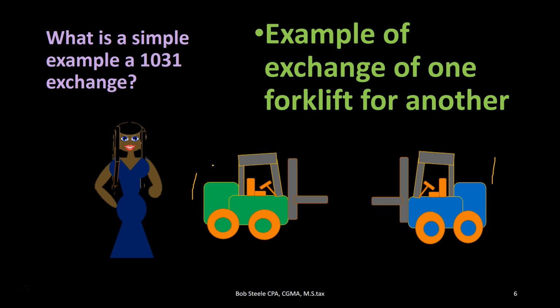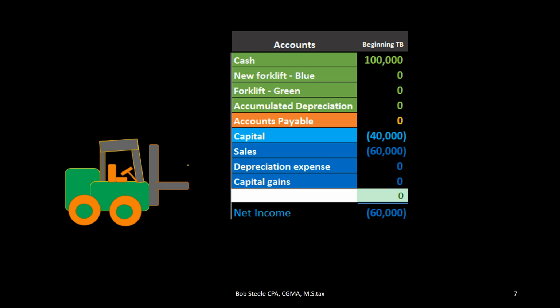So let's take a look at that example of how that would happen, in terms of first telling the story about the green forklift, the one that we're going to exchange for the blue forklift at a later time. How did the green forklift get on the books? What's going to be its book value before we come to this point where we exchange it for the blue one? For this, we're going to take a look at some transactions. If you're not familiar with debits and credits, that's okay. The story should still make sense here.